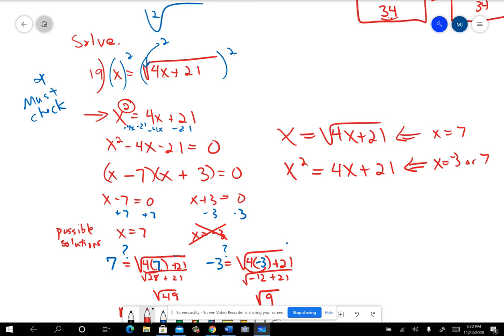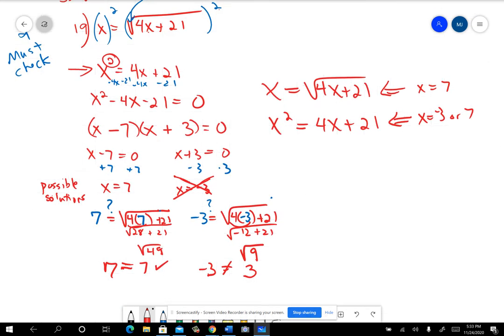And so you have to check, that's part of the process on this, to see if they really do work. Okay, and I'm not checking for an arithmetic mistake. I'm assuming my arithmetic is correct. I'm just checking to make sure that it wasn't an extraneous solution.